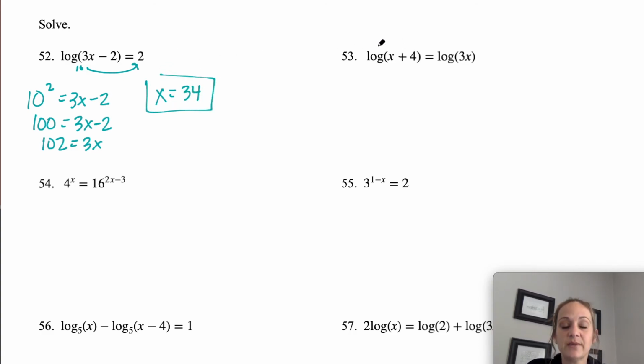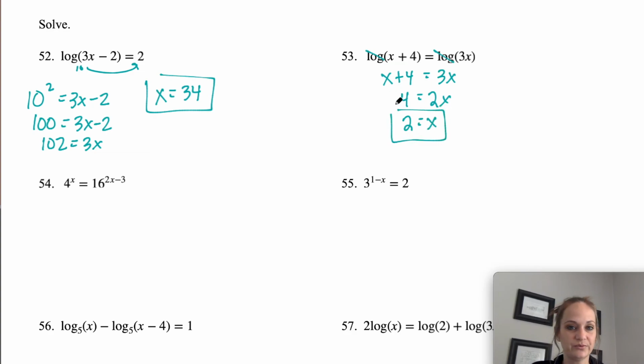In this case, anytime you have a log equal to a log, you can cancel them, and you'll get x plus 4 equals 3x. So subtract x, and you'll get 2x. Divide by 2, and x equals 2.